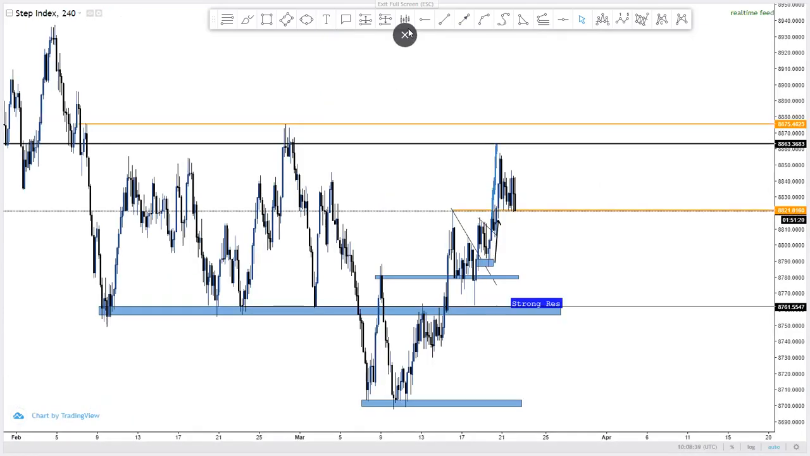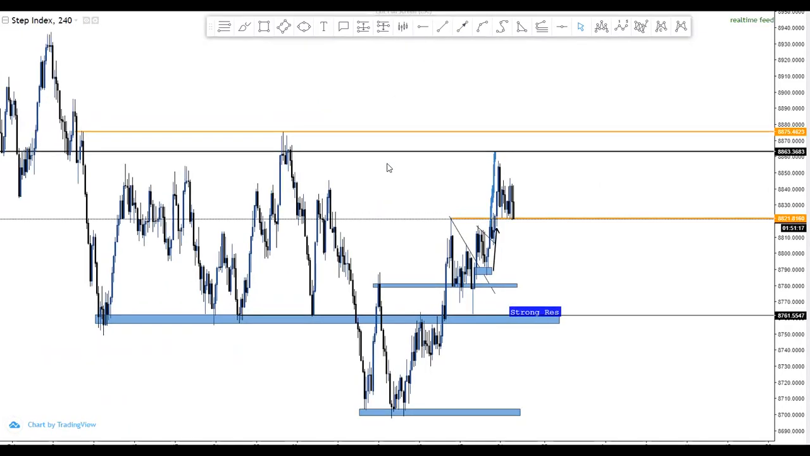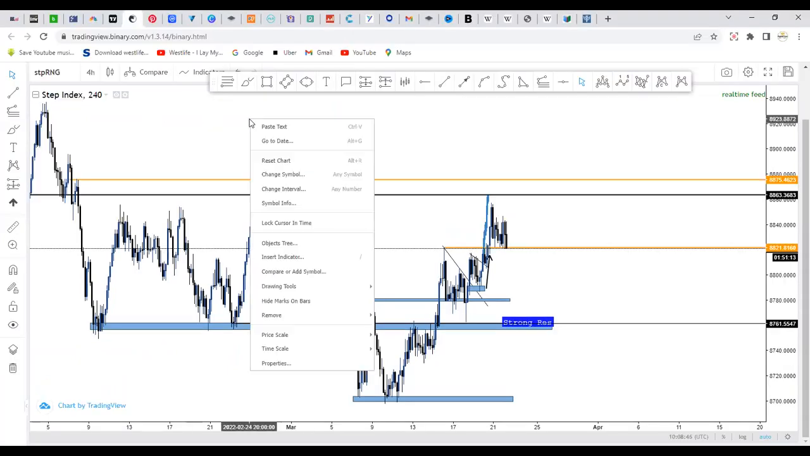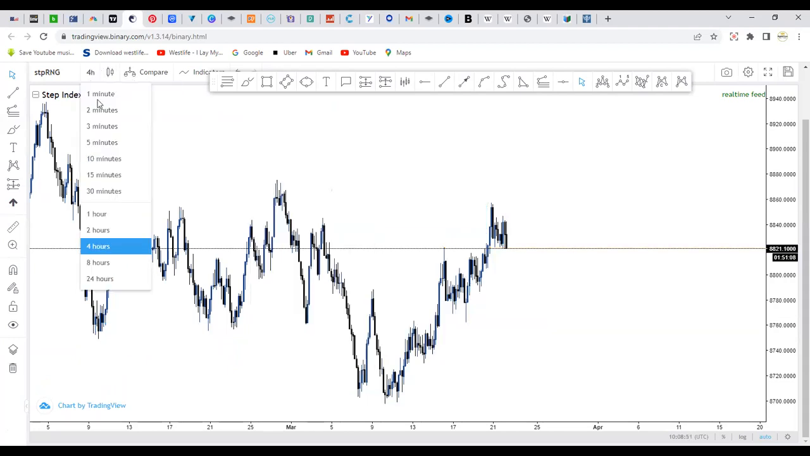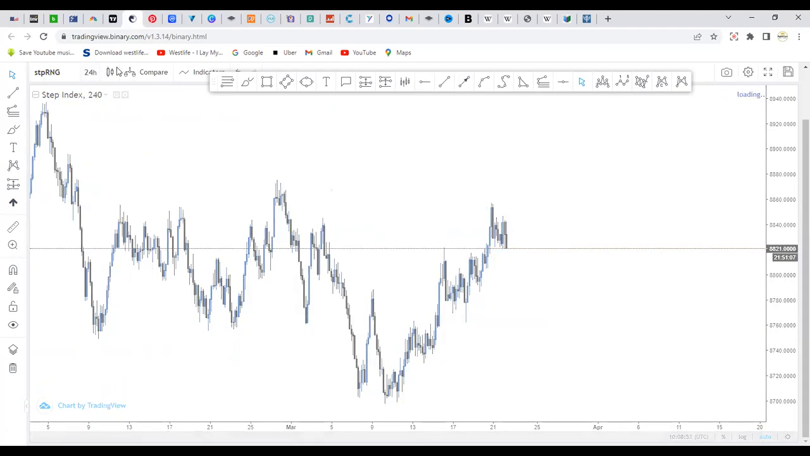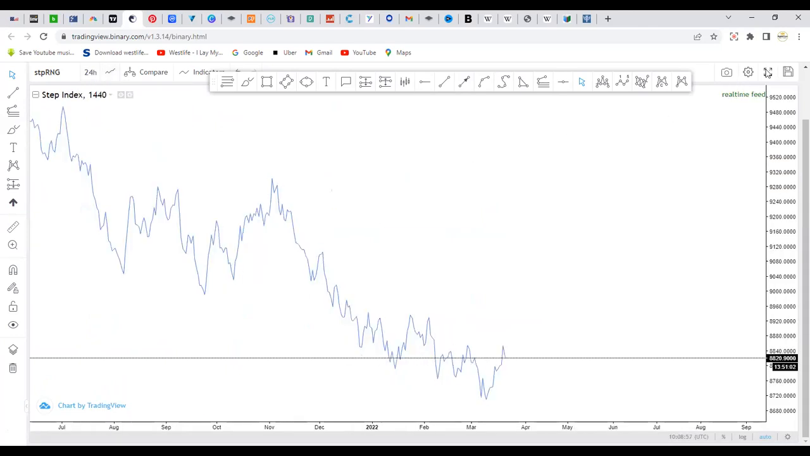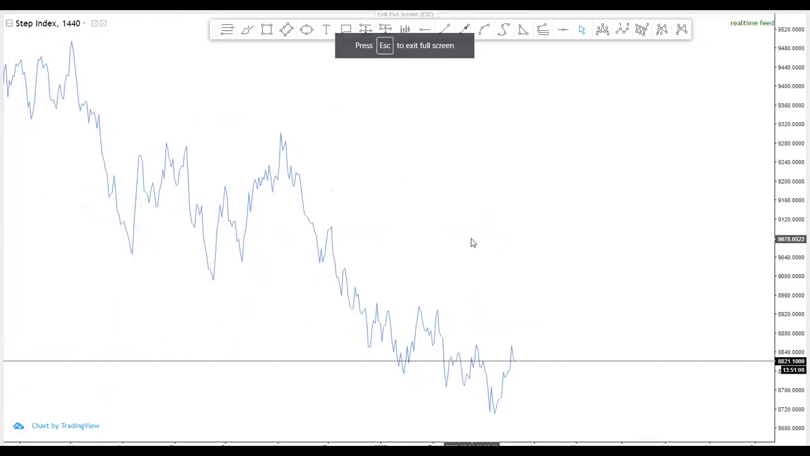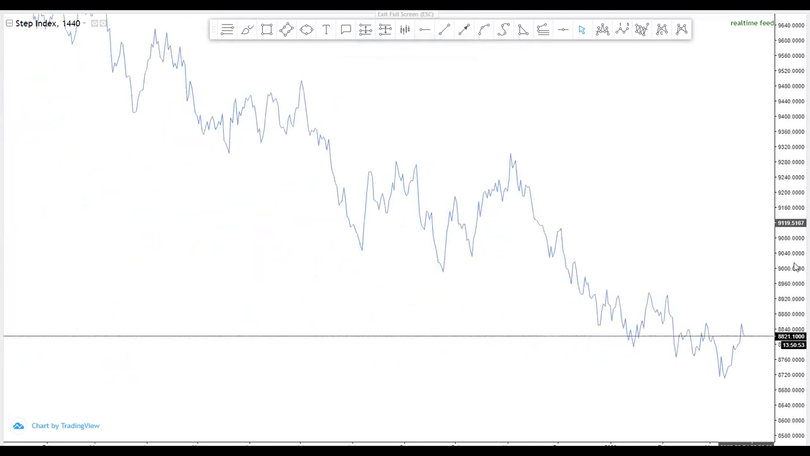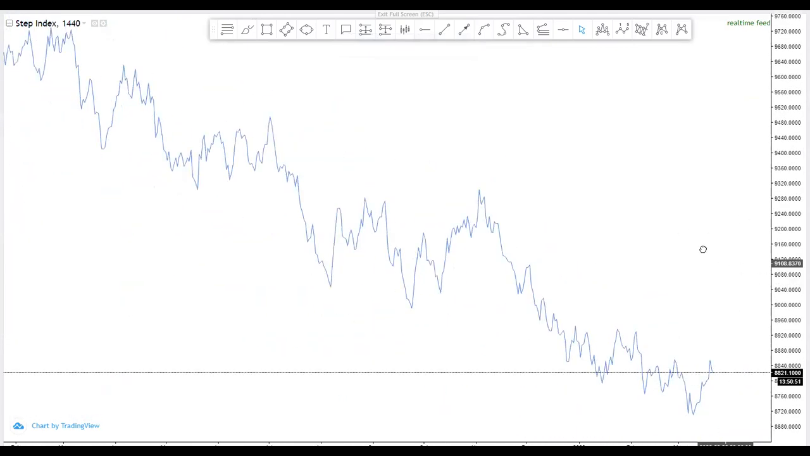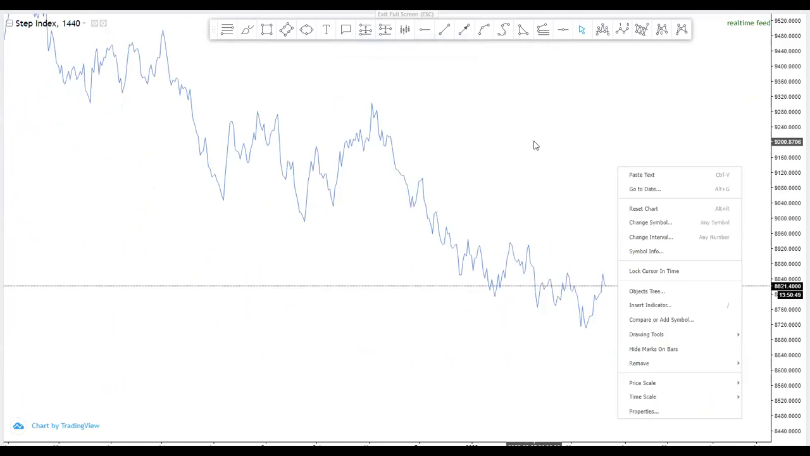So on step index, as you can see already, I had an analysis there, but let me just remove it. Let me just remove everything so that we start together and move in one accord. So first things first, I identify my what? If you check, step index has been in an overall downtrend for a very long time. I think it's over a year or two downtrending.